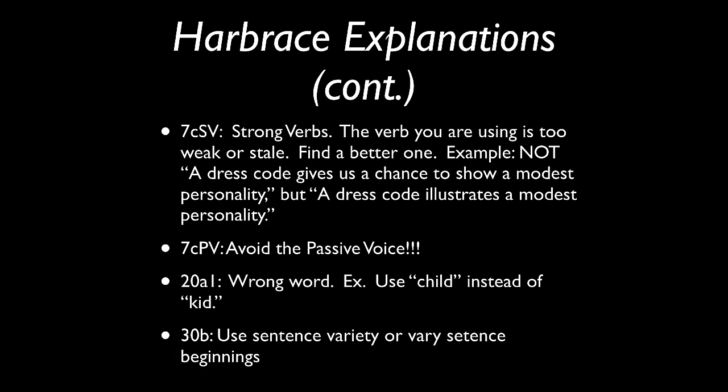20A1 is wrong word. For example, many students use the word kid when you should use the word child. When I write a 20A1, it means that the word you're using is not appropriate or wrong, and so you need to use another one. 30B is sentence variety. When I write 30B, you'll see several of them. You'll see sentences starting the same way. Switch it up. Make it more interesting. Use sentence variety and vary your sentence beginnings. And that's about it for Harbrace, how to do sentence level corrections.